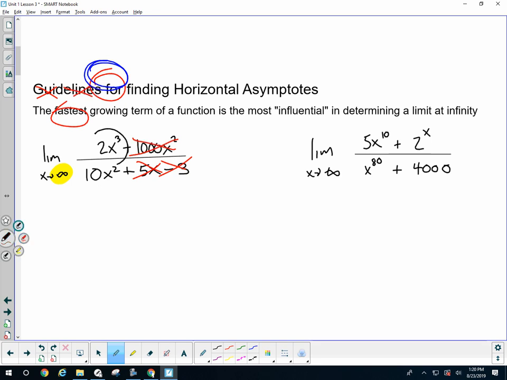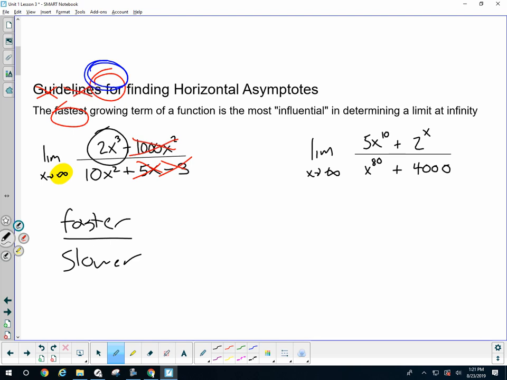Okay? And you know that the 2x cubed is going to be growing faster than the 10x squared, which is growing slower. In the guy over here? Well, I'm not sure. 2 to the x or x to the 10th, which grows faster? This one's a little bit easier to show which one's faster.